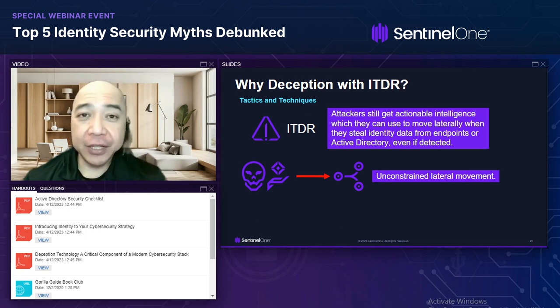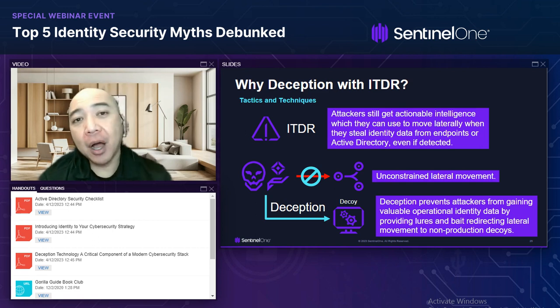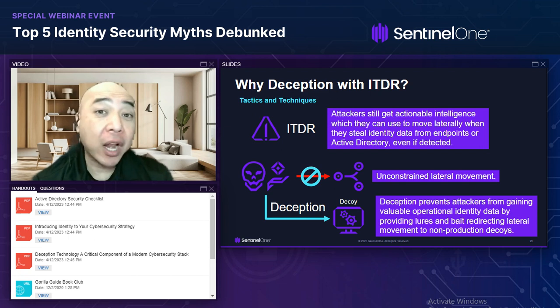This is where deception fits in. Deception prevents the attacker from actually gaining valuable operational identity data because it uses fake lures and bait, and it redirects that lateral movement to non-production decoys that you can set up with whatever deceptive information you want that will record everything that they do.